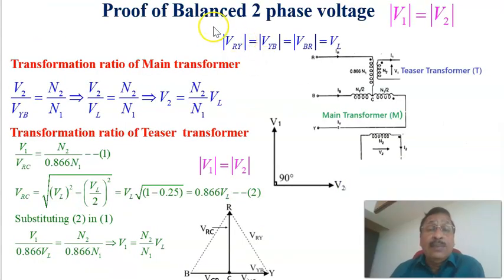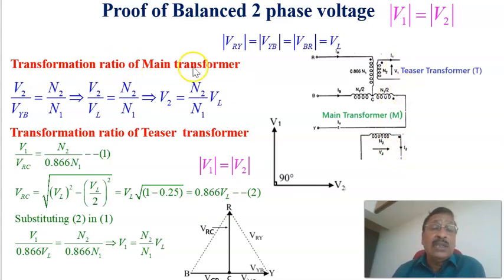In this slide, we will be proving that if we apply a balanced three-phase input, we will get a balanced two-phase output voltage, in which the magnitude of V1 is the same as the magnitude of V2, provided we apply a balanced input voltage, or VRY equal to VYB equal to VBR. If the magnitudes are equal, then these two voltages V1 and V2 have equal magnitude. Of course, they are shifted by 90 degrees.